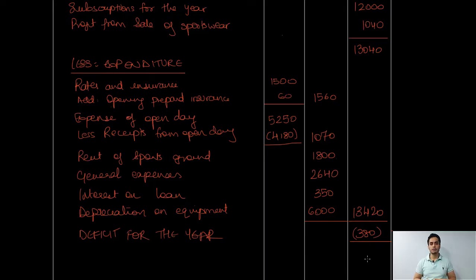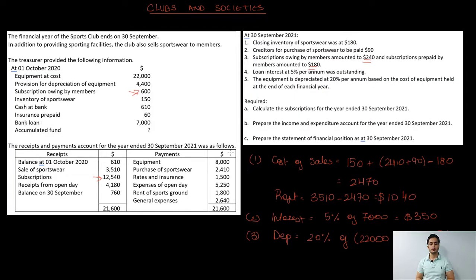Next, the question requires us to prepare the balance sheet. Let's analyze the question and see how we can start preparing a balance sheet. The first section of the balance sheet is the non-current assets, and in this question, I just have one non-current asset, which is the equipment. Equipment in the balance sheet will be recorded at its book value at the end. So let's calculate the book value of the equipment.